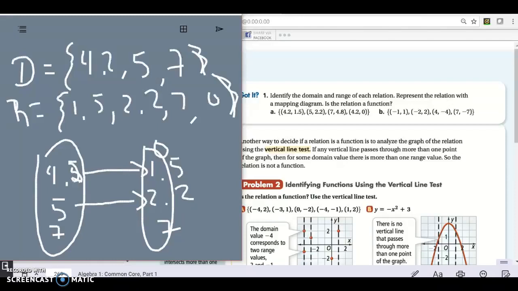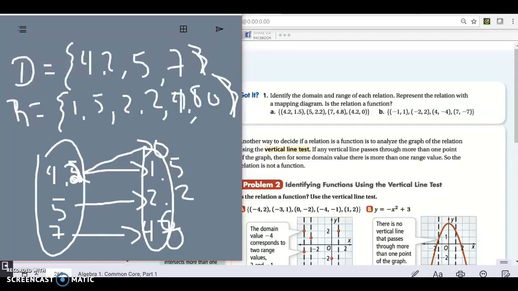I missed 4.8. Oh, that's not 7. That's supposed to be 4.8. Excuse me. Sorry about that. Not 7, but 4.8. So 7 goes to 4.8. And 4.2, which is this one here, goes to 0. So my domain of 4.2 goes to 0 and 1.5. So that means that it is not a function.